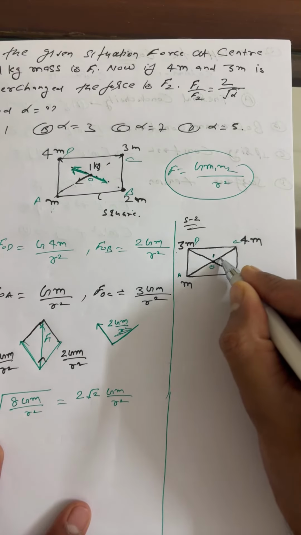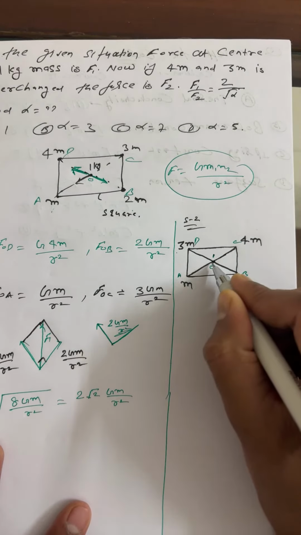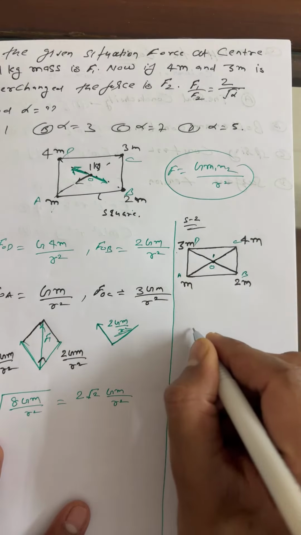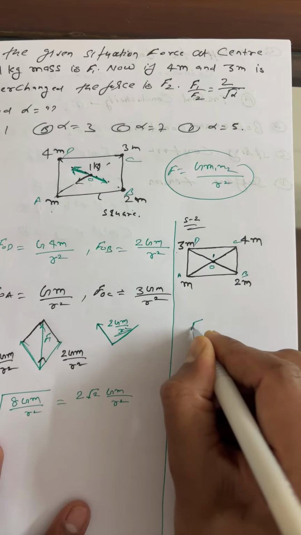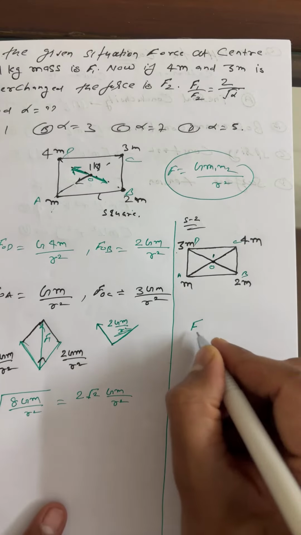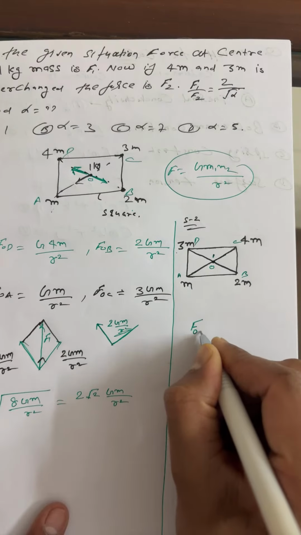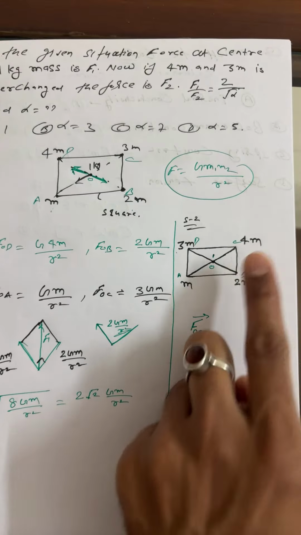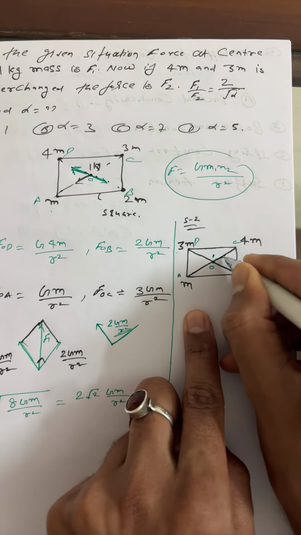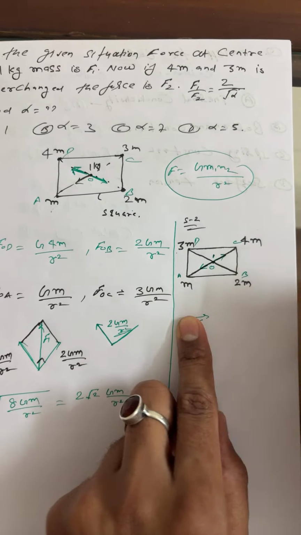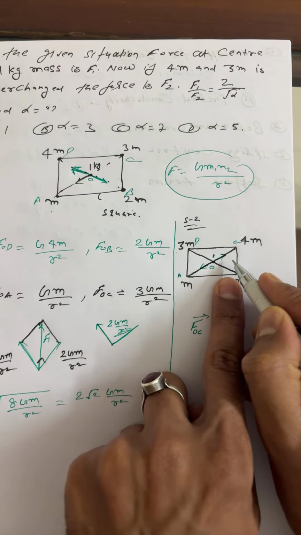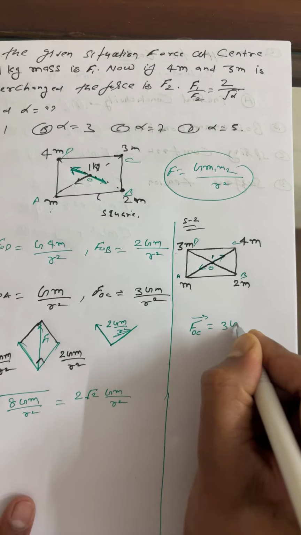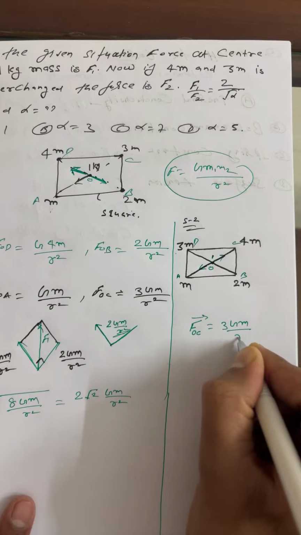This force is 4Gm by R square, and this is Gm by R square. So I'll get the net force along OC. I'm repeating: this is 4Gm by R square in this direction, and this is in the opposite direction. Both are opposite, so I'll subtract. 4 minus 1, what will you get? 3Gm by R square.